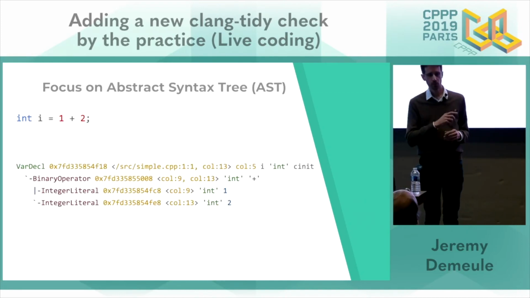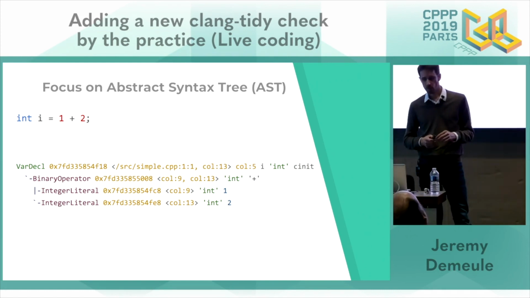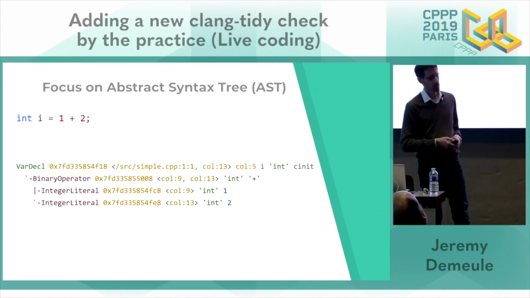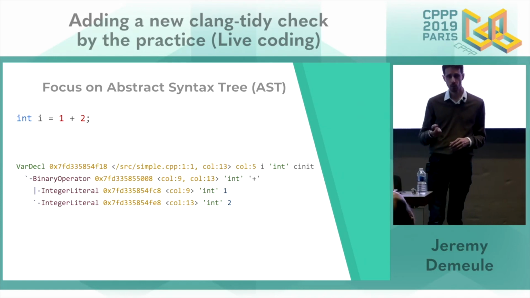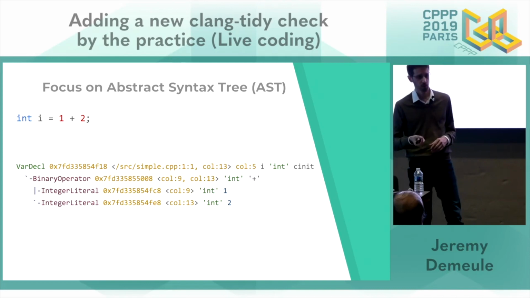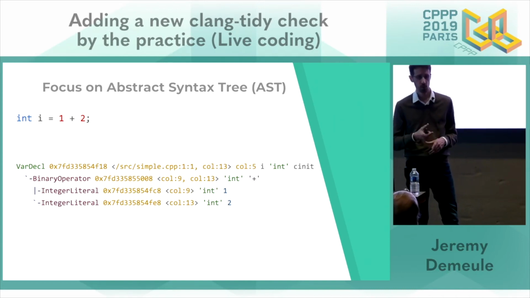For this simple expression, int i equals 1 plus 2, the following tree is generated. We can notice that each node has a special meaning. For example, the VarDecl means variable declarations. BinaryOperator is the plus.